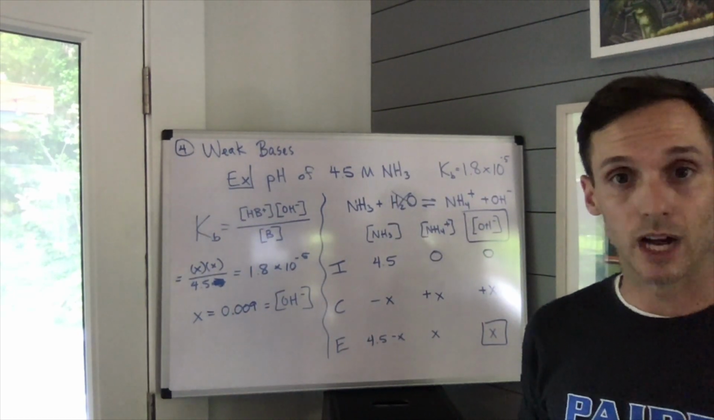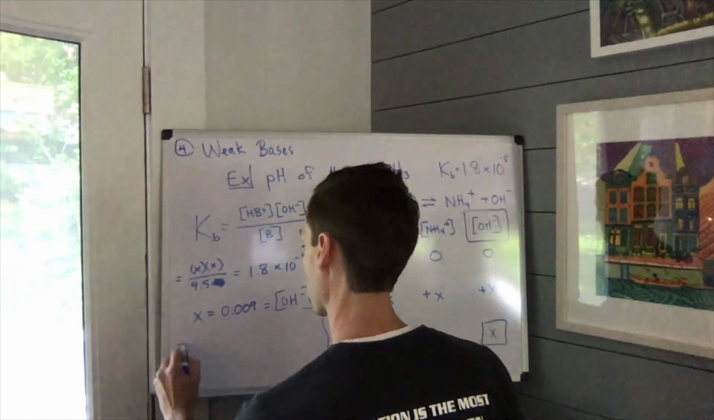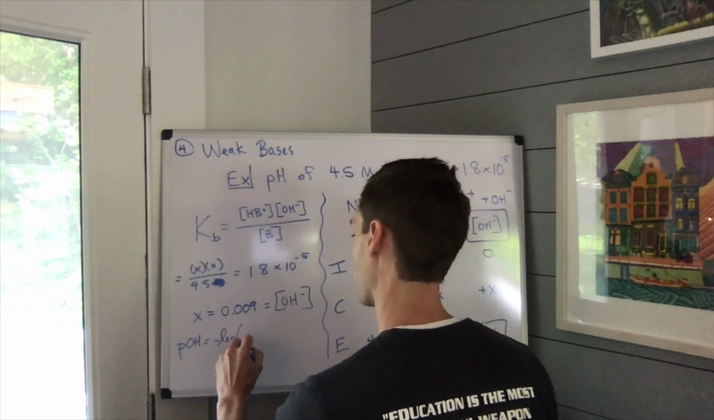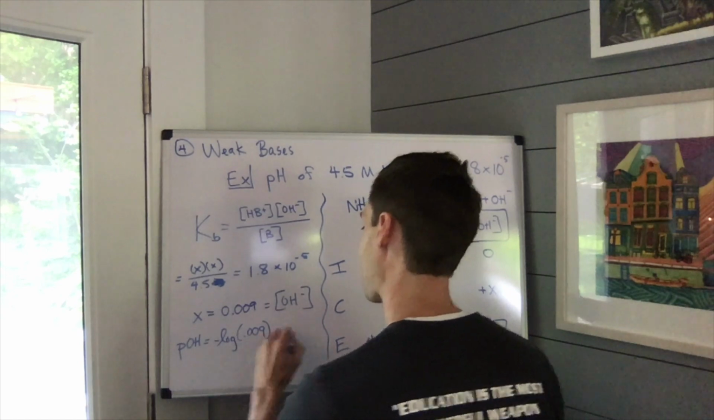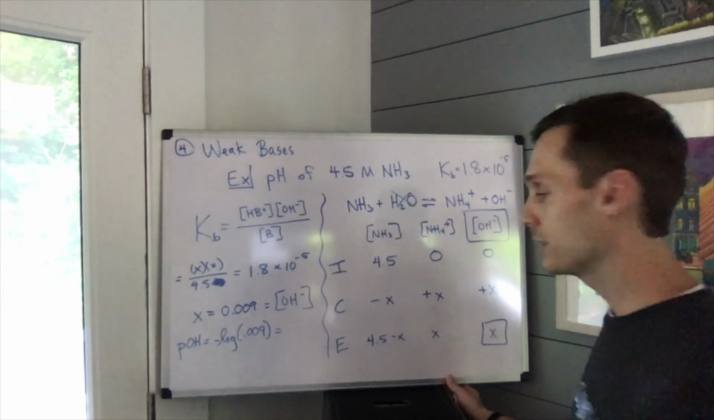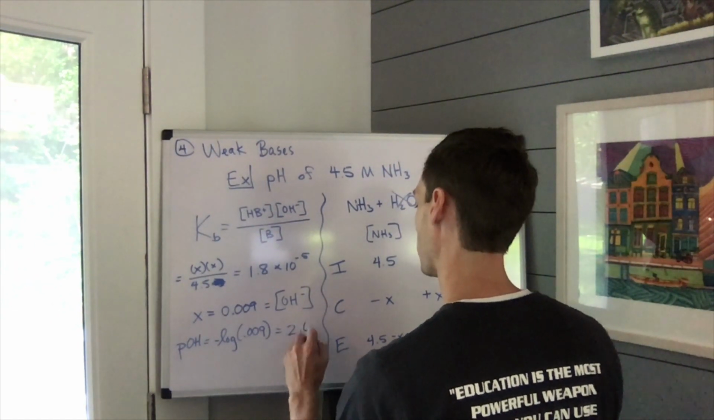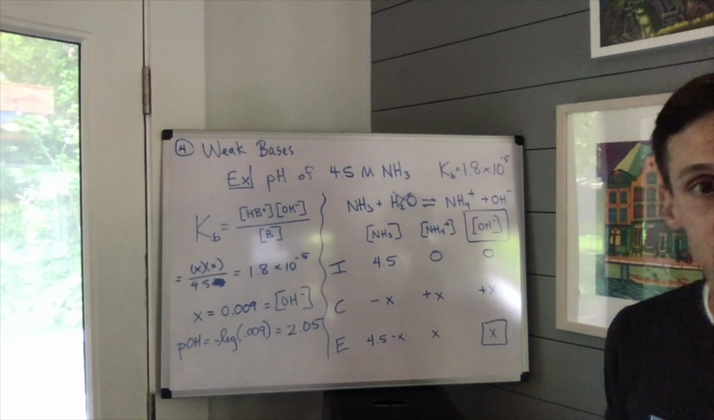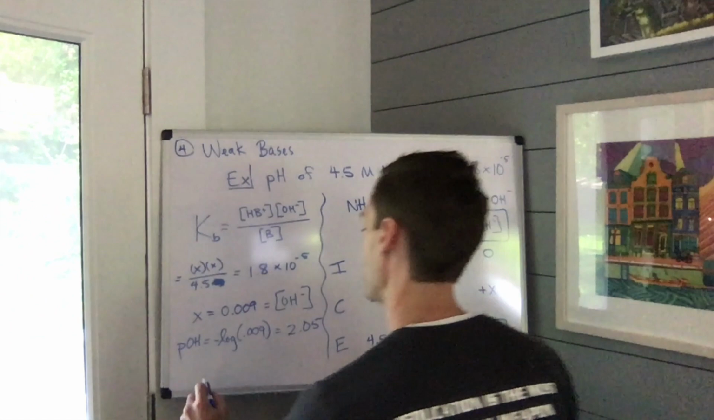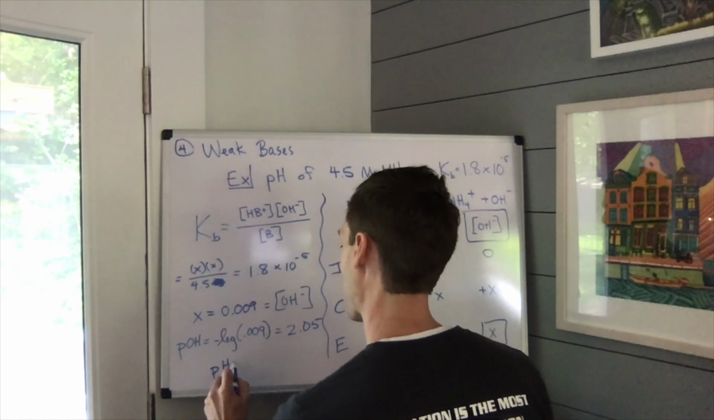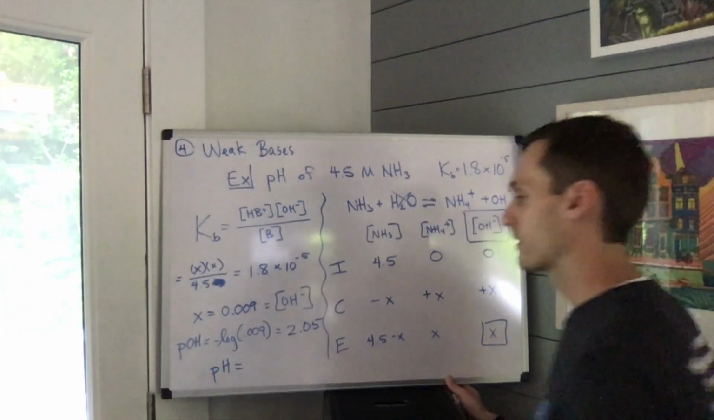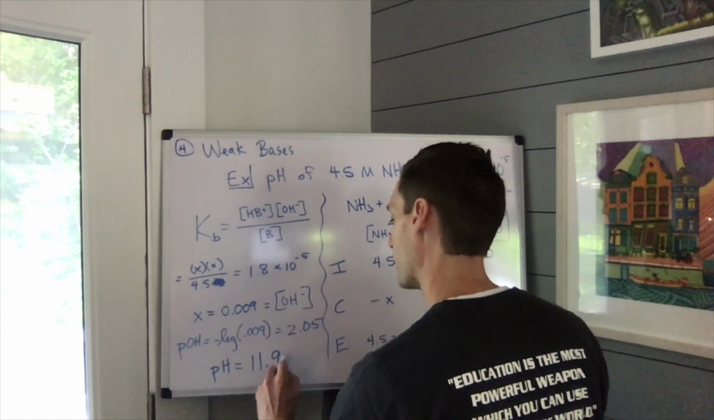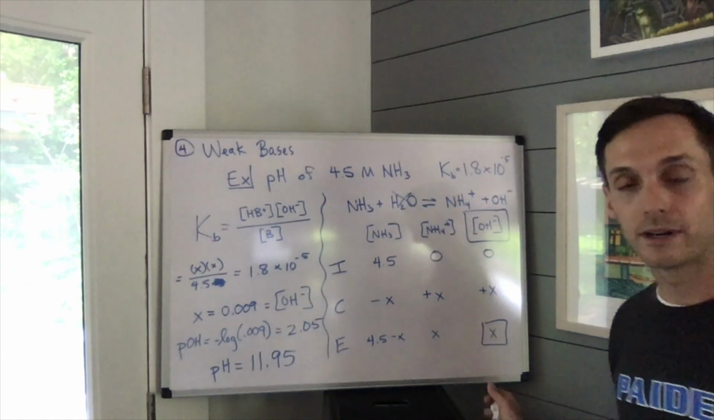You're going to have to do a couple steps, but that's okay because we can get the pOH by taking the negative log of 0.009. That pOH would end up being 2.05. Then you can subtract that from 14 because the pOH and pH equal 14 when you add them. Subtract that, and so you should get a pH value of 11.95, which is very basic.